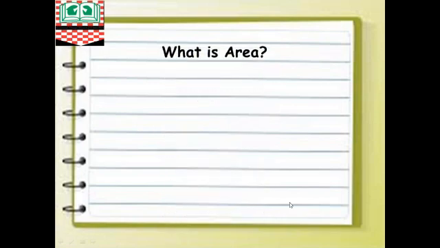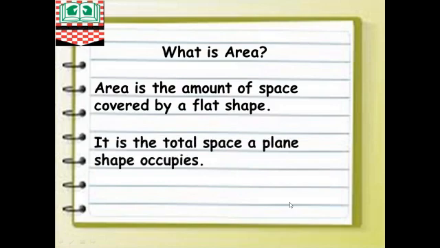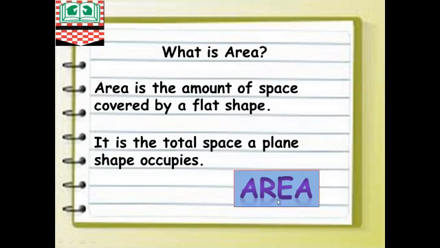Now let's move to area. What is area? Area simply means space. Area is the amount of space covered by a flat shape. It is the total space a plane or flat shape occupies. Now, can you see this shape here? The total space this shape is occupying is the area.